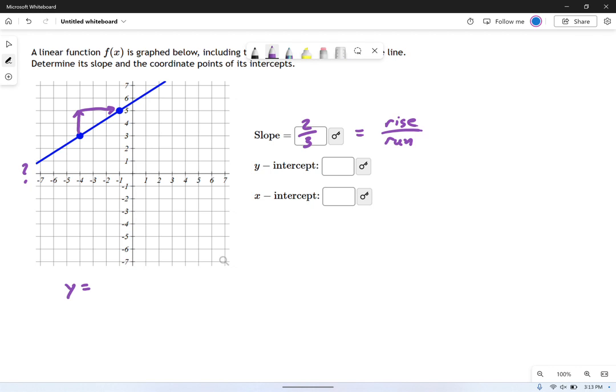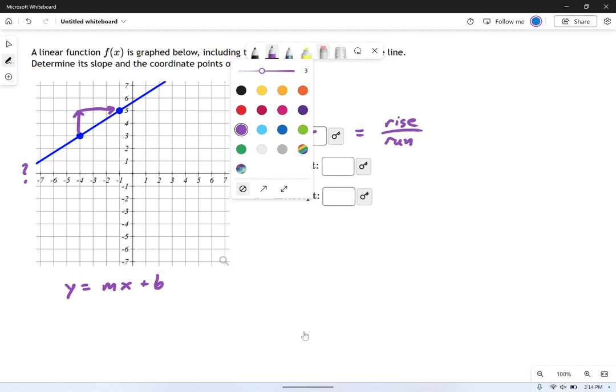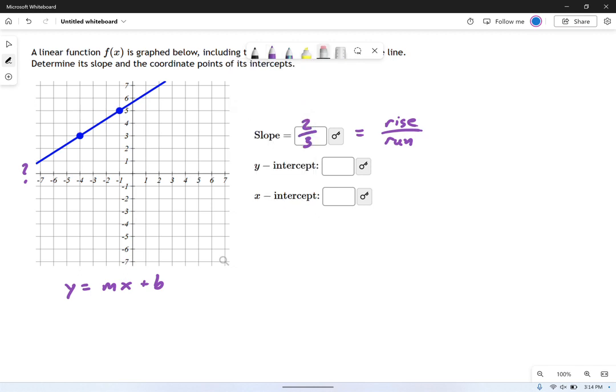I'm going to start here with my mx plus b form. If you remember, that is m slope and b y-intercept. We're going to start plugging in values that I can use to figure out the stuff I want, basically. So let's start with this point right here at, let's see, it looks like that is -4 in x and 3 in y. We're going to start with that one and plug that in here.